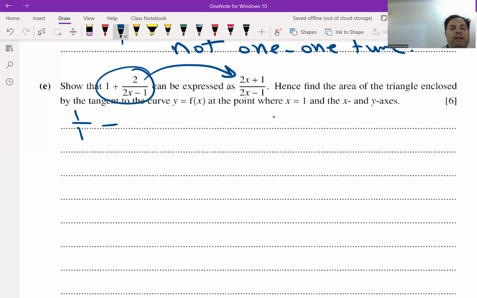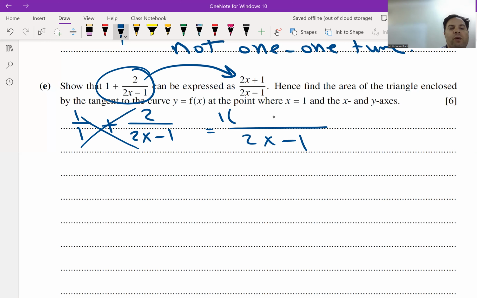Now it's easy to start with this expression to show that it's the same by using fractions: 1 plus 2 over 2x minus 1, by finding the common denominator, which is 2x minus 1. Then find the numerator. It's 1 times 2x minus 1, plus 2. So the numerator is 2x minus 1 plus 2. So the answer is 2x plus 1 all divided by 2x minus 1.